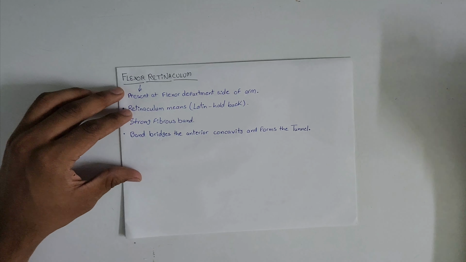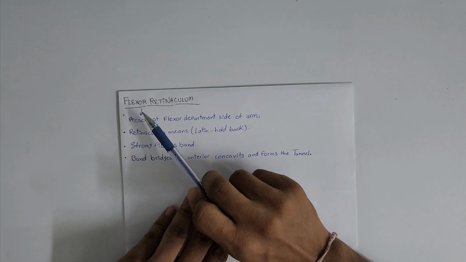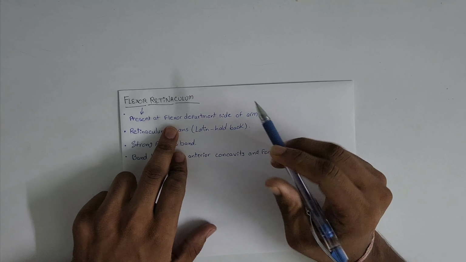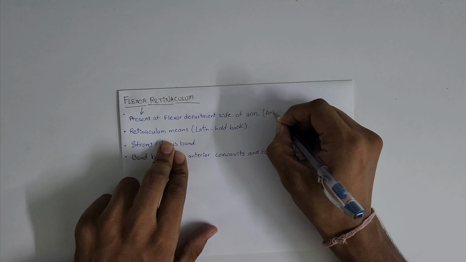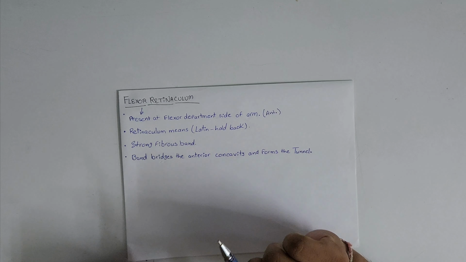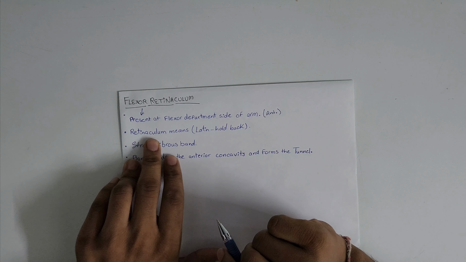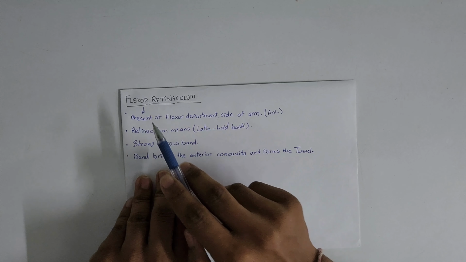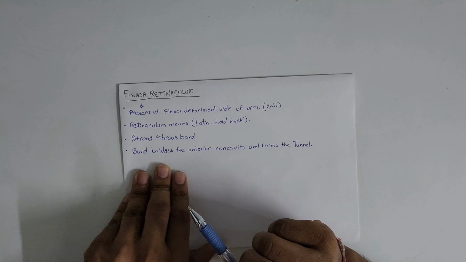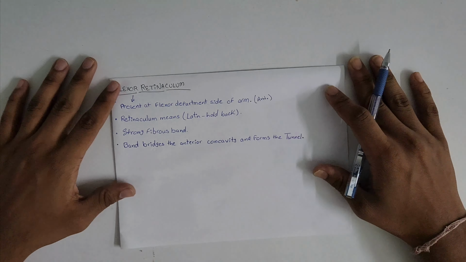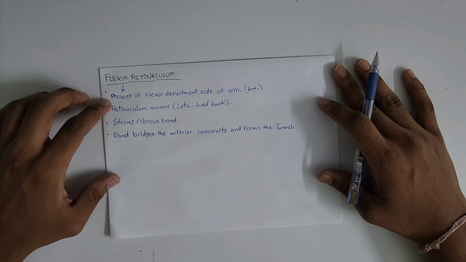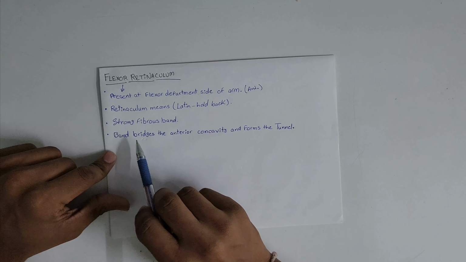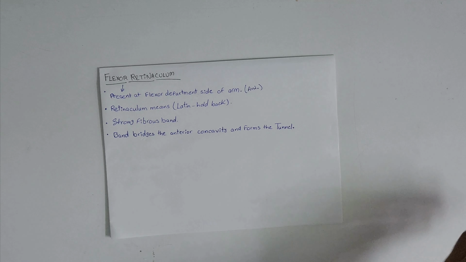General about flexor retinaculum. As the name suggests, flexor is present at the flexor side of the arm, that is nothing but the anterior side of the arm, anterior side of forearm. And retinaculum in Latin means hold back. So what flexor retinaculum does is hold back the tendons of various muscles. It's a strong fibrous band that bridges the anterior concavity and forms the tunnel.